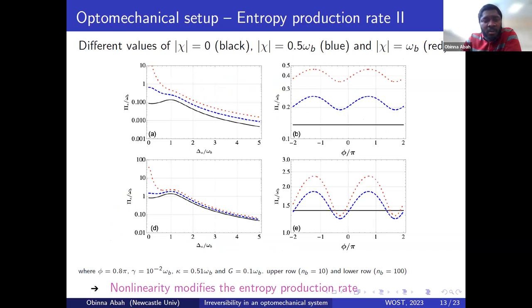So if we then look at some plots, the first plot here shows the entropy production rates against the effective detuning in the system. What you see is that as you increase the nonlinearity, the entropy production increases. Figure D here is when you have a large number of photons. If you have many photons in the system, then you also increase the amount of irreversibility you get in the system.